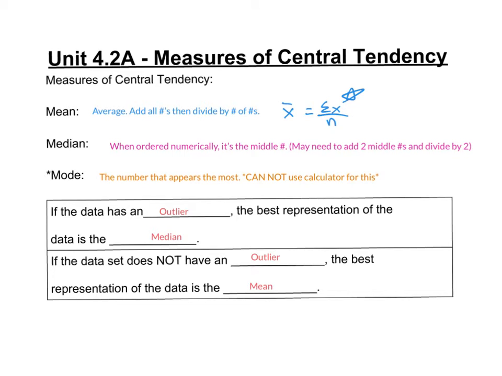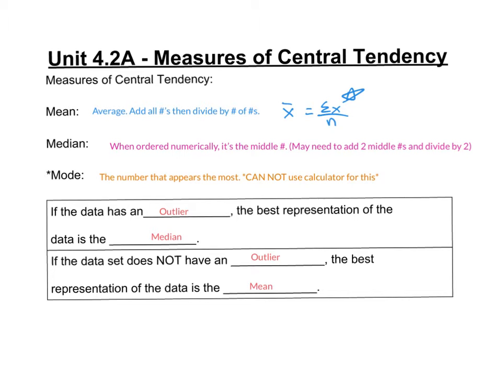The other one we can look at is the median. This is when you order the numbers numerically, and it is the middle number. You may need to add the two middle numbers and divide by 2 when we end up with an even amount of numbers. And lastly, the mode is the number that appears the most. This one we will not be able to find in our calculator as we show you how to do it today.